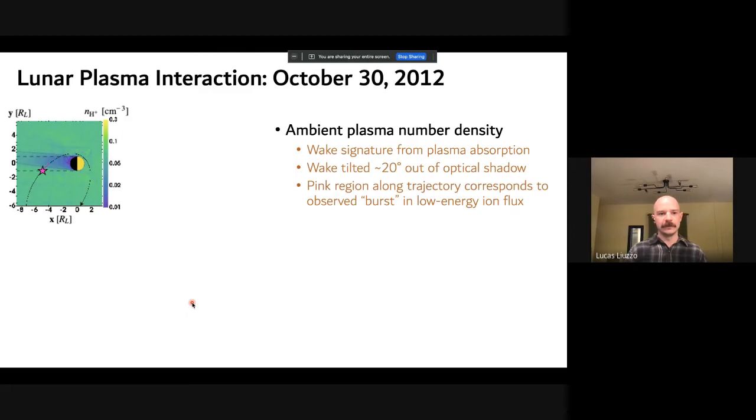So if we look at some of the features that we see during this interaction during this day, if you remember, Artemis was able to detect that really low energy plasma population as soon as it entered shadow. And the reason this happened is, you'll notice, because the lunar wake, the plasma wake, where plasma is absorbed on the ram side, the upstream hemisphere, and creates this wake toward downstream. This wake is tilted approximately 20 degrees out of the optical shadow. So what this allowed was for Artemis to enter the moon shadow and detect this really low energy population of magnetospheric plasma before even seeing any signature associated with the moon's interaction.